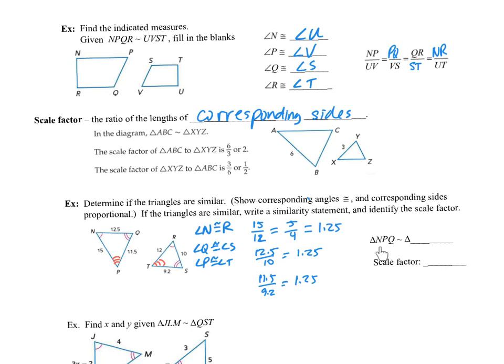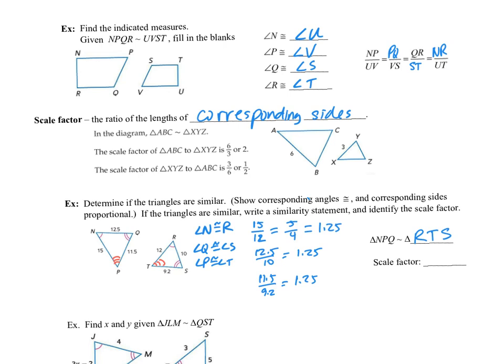We already have the similarity statement started, NPQ, so that's going to dictate how we name this one. Remember, N with one arc corresponds to R, so we're going to call this triangle R, and then P that had 3 arcs corresponds to T that has 3 arcs, and then finally that leaves Q corresponding to S.